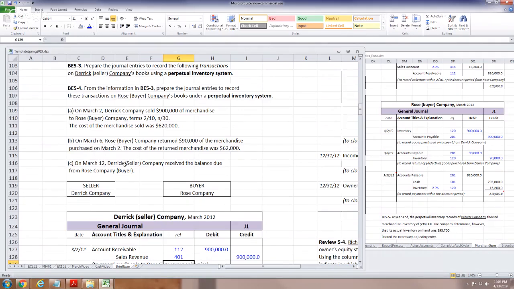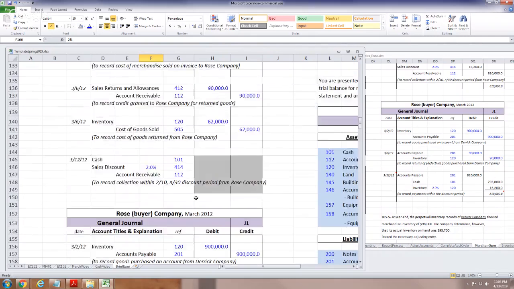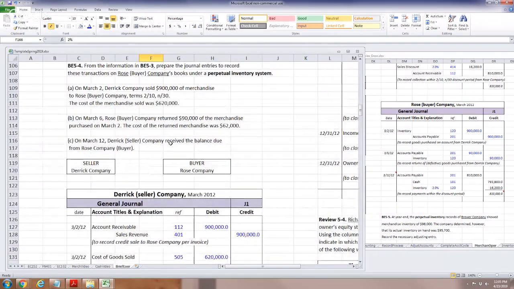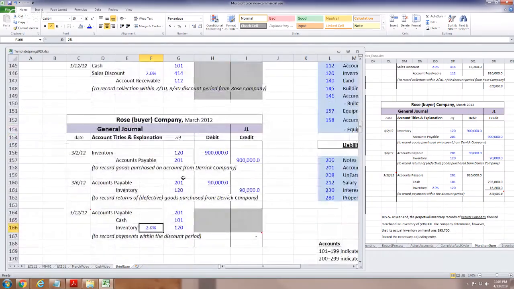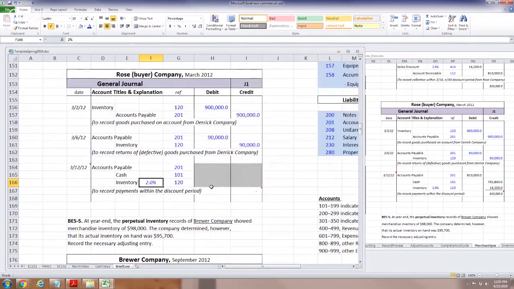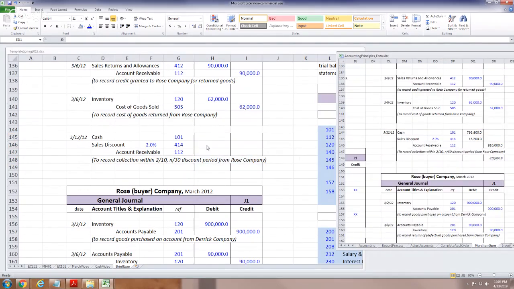And then it says the seller receives the balance due on the 12th, which is just 10 days later. So we're in the discount period, and the discount is 2%, and then the net is within 30 days, of course. The seller is receiving the cash, and the buyer is paying the cash. So we have all that journalization to work on. We'll work on that right now.